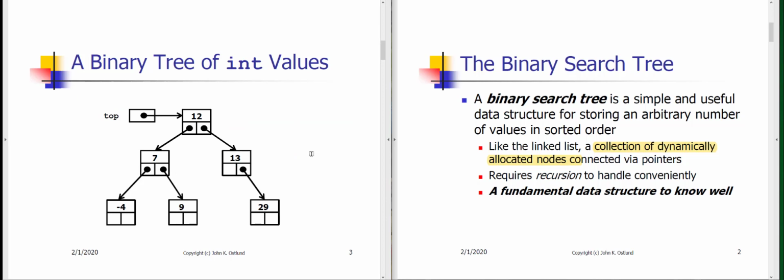Here on slide 3 is a diagram of a small binary search tree. We have 12 in the node at the top. All the values to the left are less than 12. All the values to the right are greater than 12.